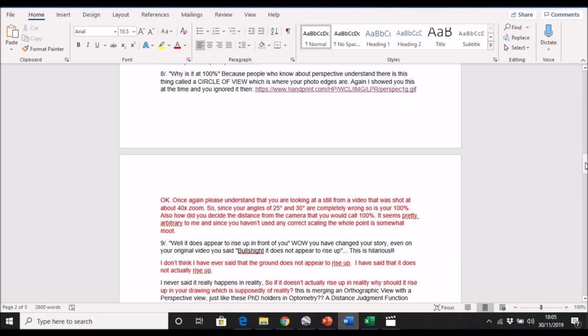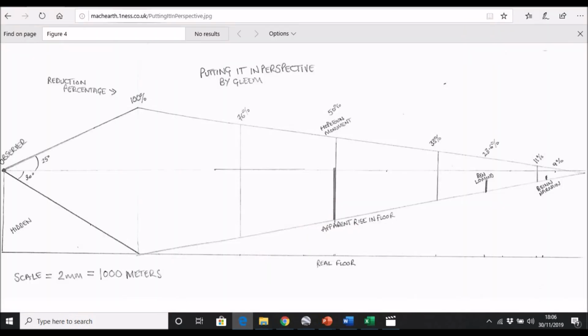Here's point number 8. He quotes me saying, why is it 100% there? And he says, because people who know about perspective understand there is this thing called circle of view, which is where your photo edges are. Again, I showed you this at the time and you ignored it then, and he posts yet another link to yet another document that is completely irrelevant as far as I can tell.